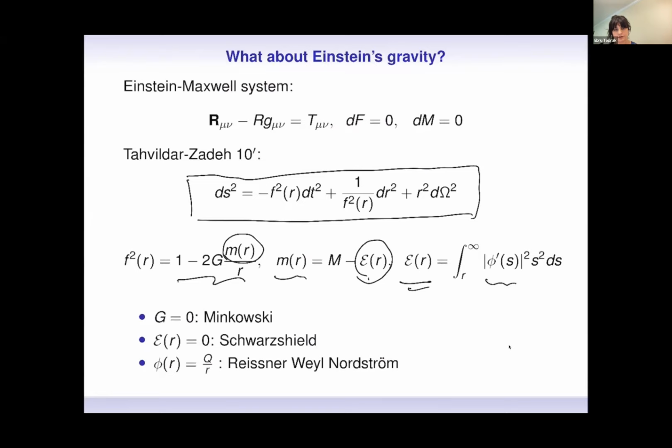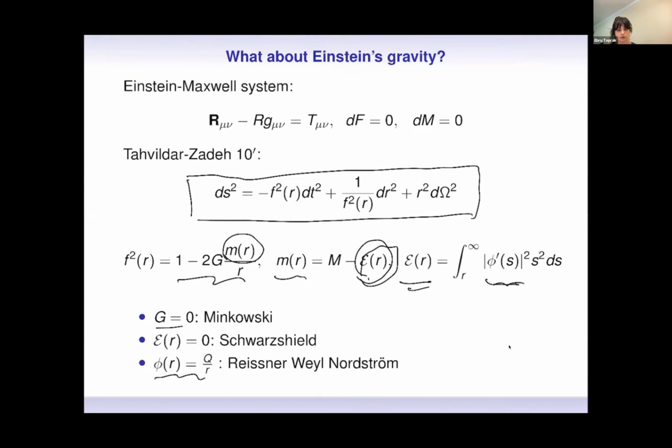One of them is Minkowski, of course, if we take the gravity to be zero. And if we take the field energy to be zero, then we directly obtain the Schwarzschild. And if we take this phi(r) as q over r, then we actually obtain the Reissner-Weyl-Nordström. And I'm going to talk about this a little bit more.